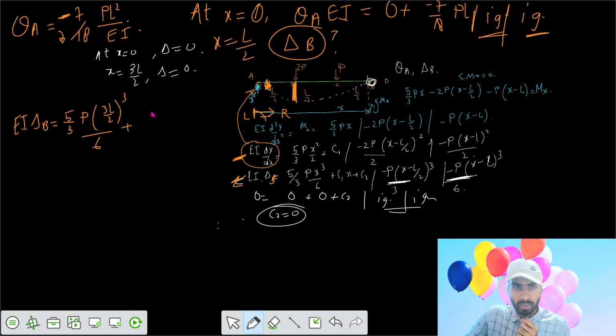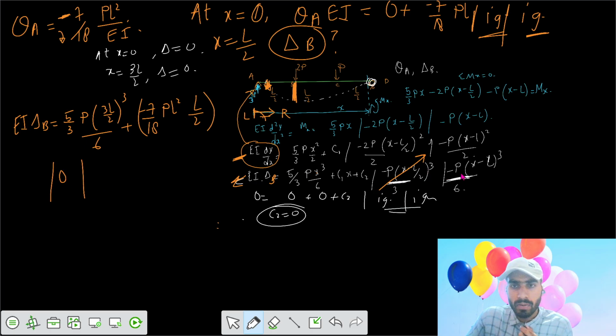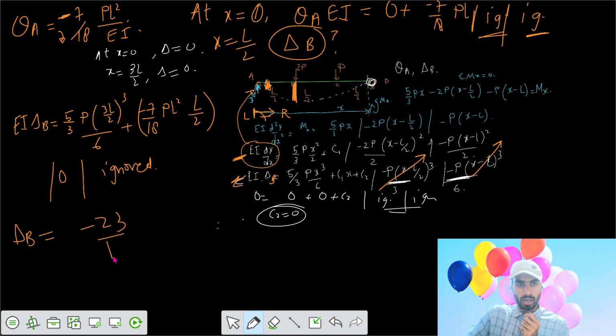C1 came out to be equal to minus 7 by 18 PL square, and you have to multiply it with x. The value of x we use is L by 2. Then after that, the term L by 2 minus L by 2 becomes 0. After that you have 0, and after that you have L by 2 minus L, which is negative, so it is ignored. So finally you get delta B equals to minus 23 upon 144 PL cube by EI. Negative means deflection is downwards.